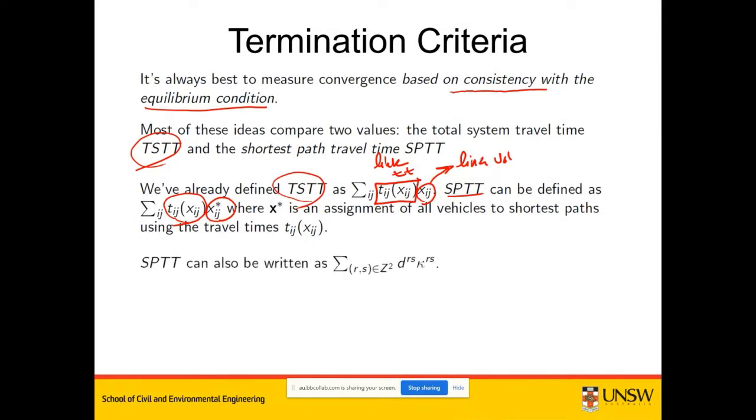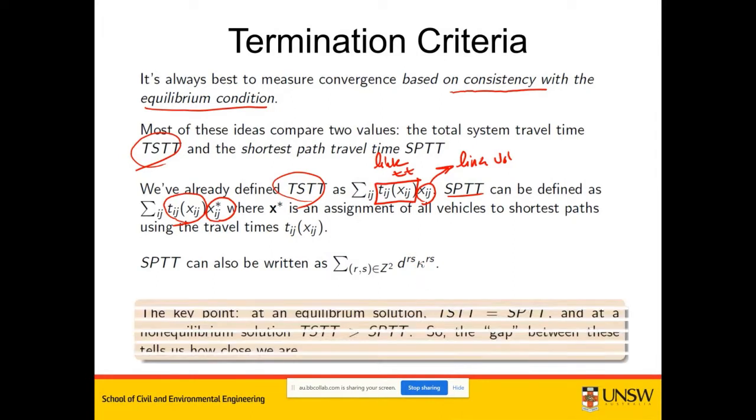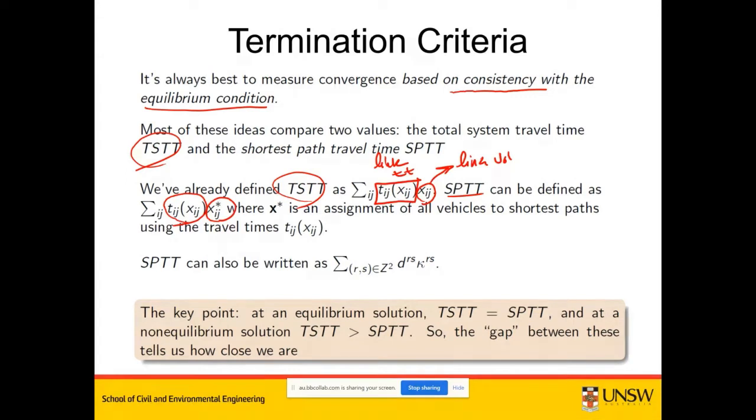Shortest path travel time can also be written as a function of this kappa that we had before, the dual variable in the Lagrangian function, but we don't have to worry about it now. The one key point you need to take away is that at an equilibrium solution, TSTT is equal to the shortest path travel time.